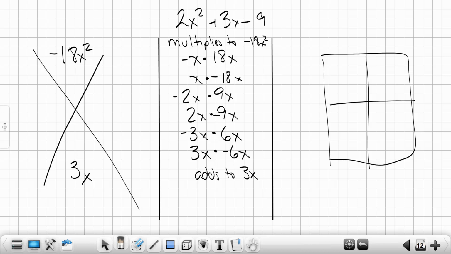Adds to 3x, which ones? Negative 3x, positive 6x. Don't forget, if one of those options wasn't available, it would be called non-factorable. Yeah, it'd be the end of it. In your homework, the questions, if we actually had the homework assignment, it'd say factor each completely or write non-factorable.